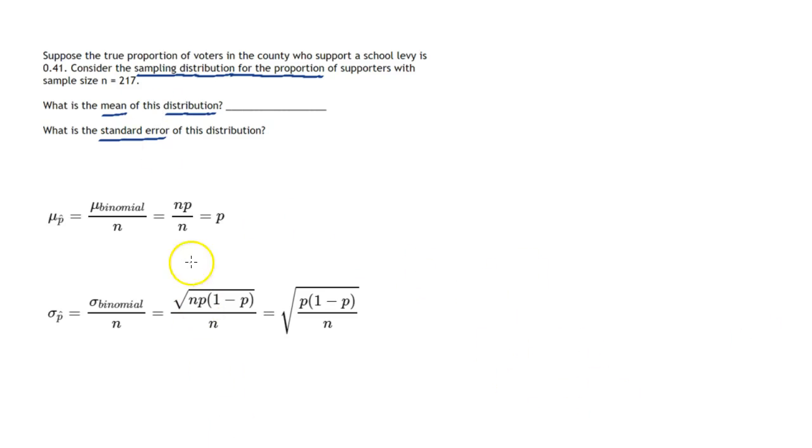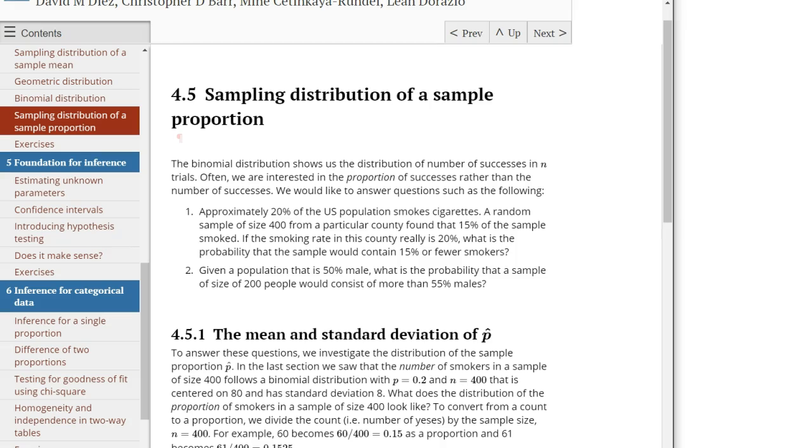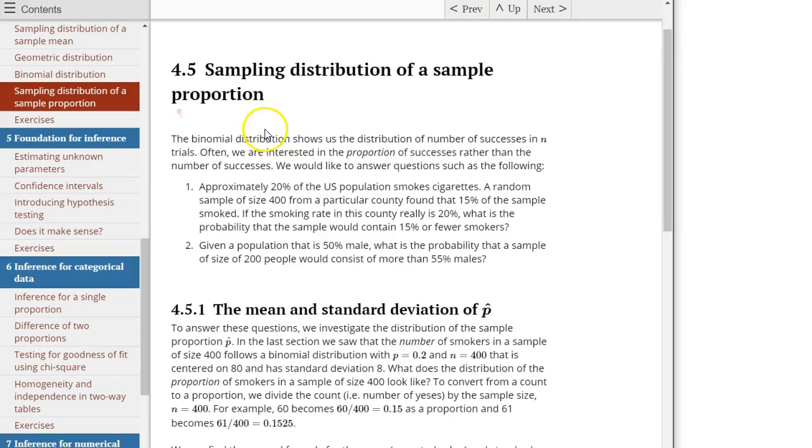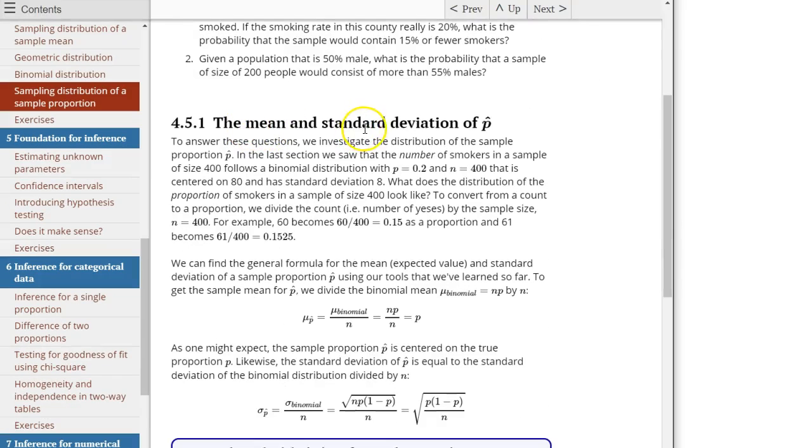So I have these two equations that are written here. You may not know exactly where that came from, but you'll notice that this is a section 4.5 problem, or homework 4.5, so that's section 4.5. And in the textbook, as you can see right here, at the very beginning of 4.5, they talk about the mean and standard deviation of p hat. And keep in mind that p hat is the sample proportion. You may be familiar with p hat being sample proportion. So this is the mean and standard deviation of the sample proportion. That's exactly what the question is asking for.